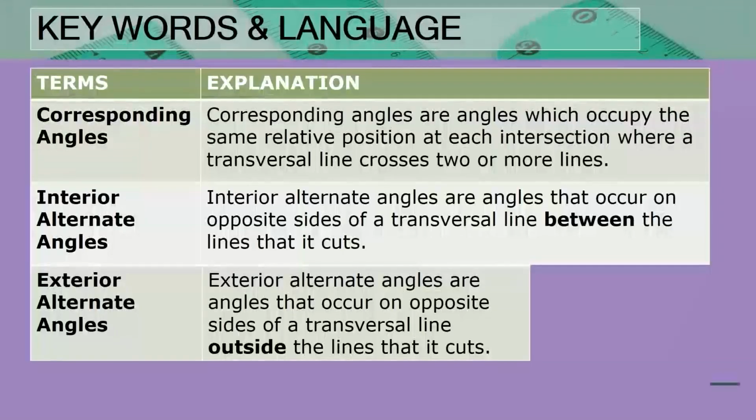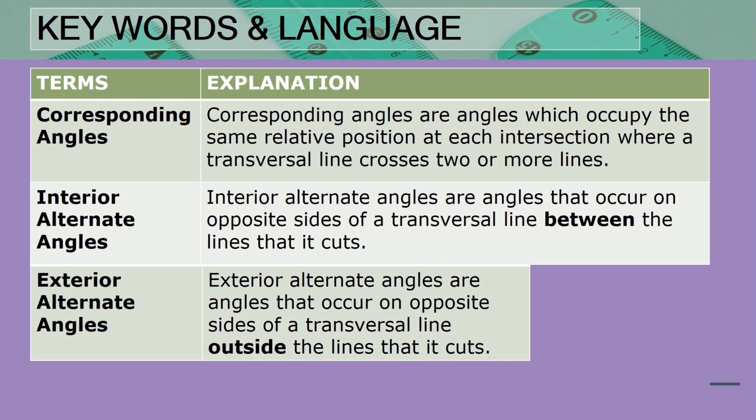Let's look at some keywords that we are going to be using during this lesson. So we have there corresponding angles. Now, corresponding angles are angles which occupy the same relative position at each intersection where a transversal line crosses two or more lines. Then we have interior alternate angles. The interior alternate angles are angles that occur on opposite sides of a transversal line between the lines that it cuts.